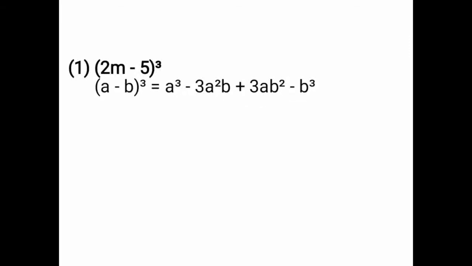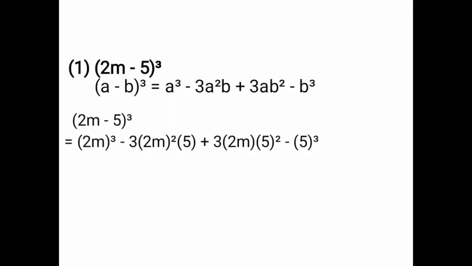Write this question again. (2m minus 5) the whole cube. 2m is on the a side, 5 is on the b side. If the question is in (a minus b) the whole cube, you have to expand it in this form. (2m minus 5) the whole cube is equal to (2m) cube minus 3 into (2m) square into 5 plus 3 into 2m into 5 square minus 5 cube.